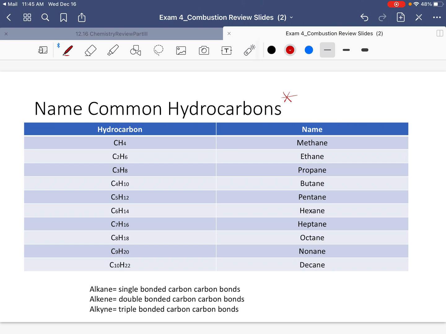So we have methane, ethane, propane, butane. From C5 down, it's pretty easy. Pentane, hexane, you're using your Greek prefix in the beginning. Again, alkane is a single bond, alkene is a double bond, and alkyne is a triple bond, carbon to carbon bonds. Do not put an S at the end of the name. When I took the exam, I made that mistake and I was so upset. So just keep it as alkane, alkene, and alkyne.